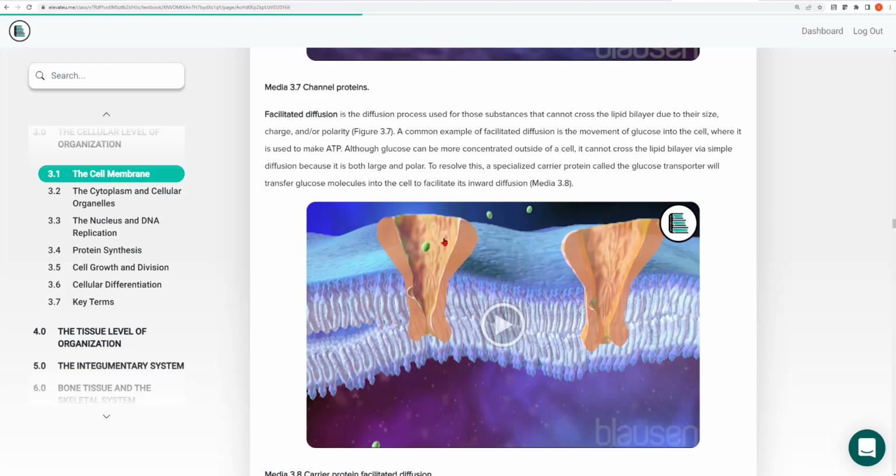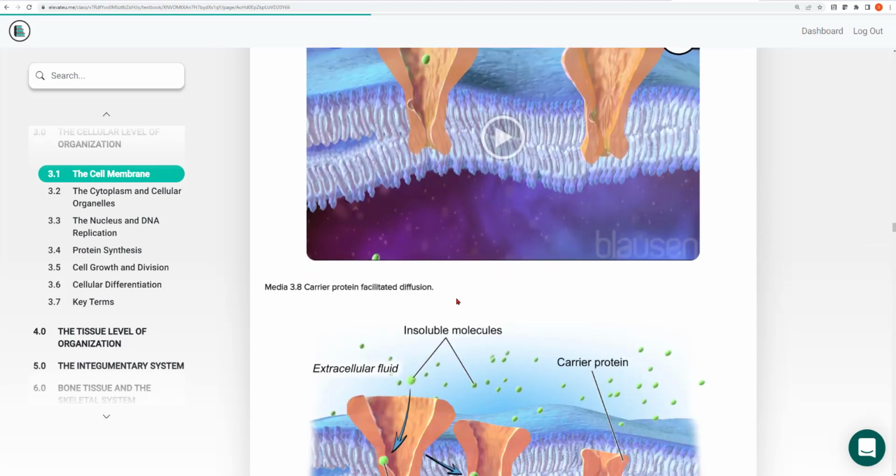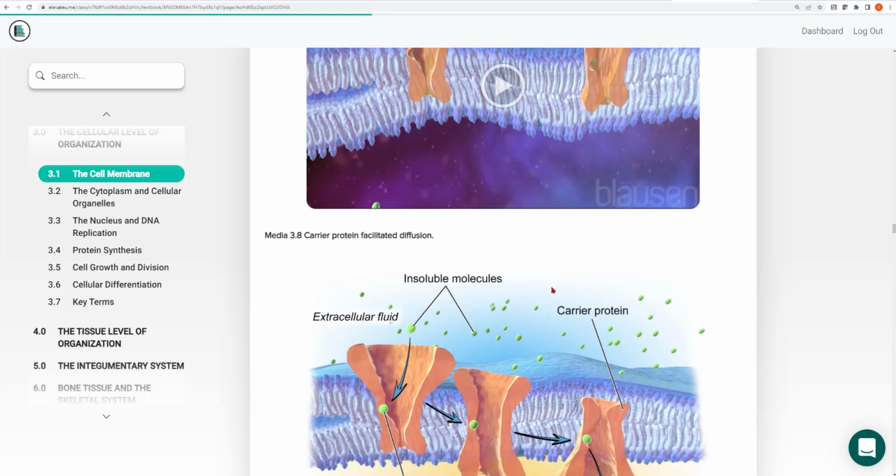Even though it requires the protein helper, it is still diffusion, and therefore it is still passive transport. There is still no energy, no ATP necessary for this to happen. But these glucose molecules must pass through the protein carrier. Again, that is an excellent example of facilitated diffusion.